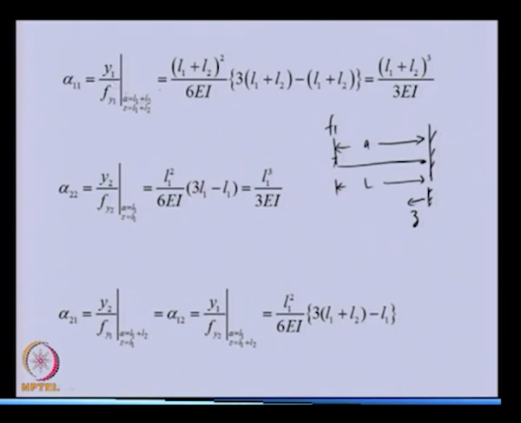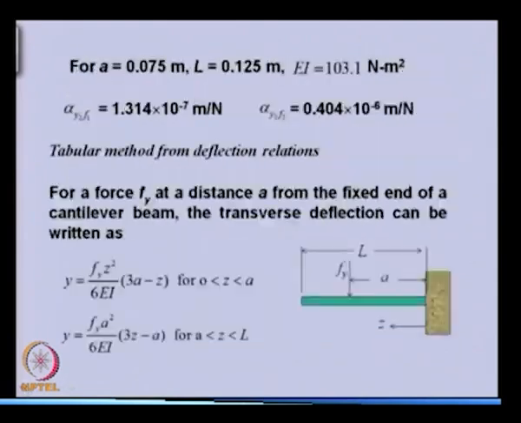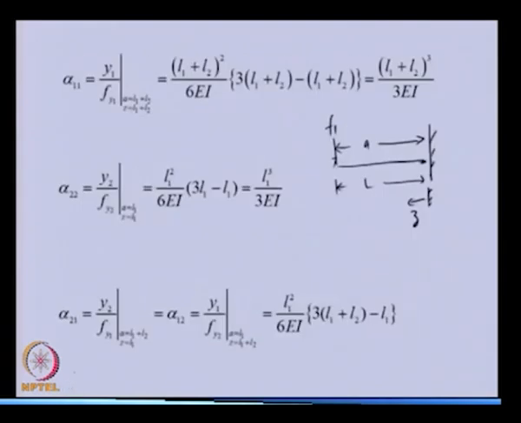So, in the previous expression of y, if we put Z equal to L and A equal to L, we will get the displacement at the free end. This is the expression for that, and if we divide that displacement by F1, we will get the influence coefficient alpha 11. Similarly, if we want the displacement alpha 22, in this particular case, we will have F2 here.